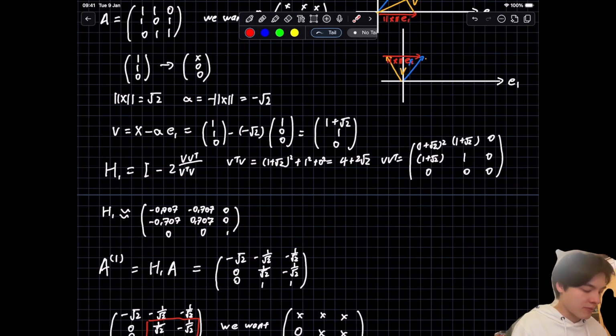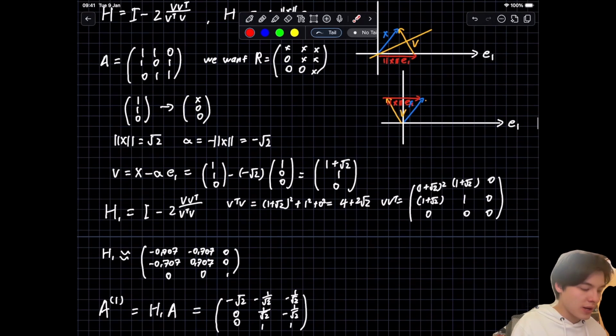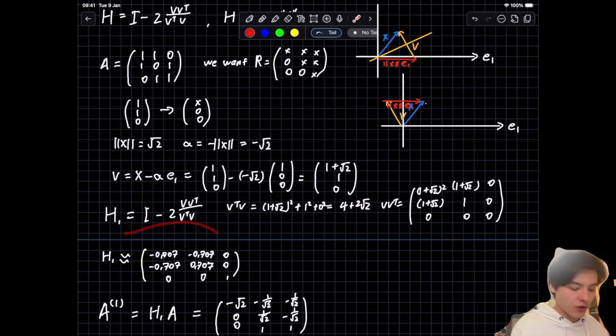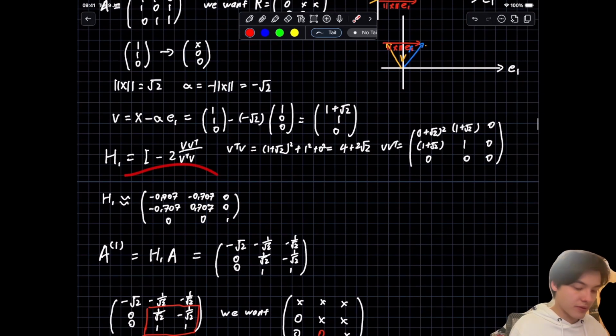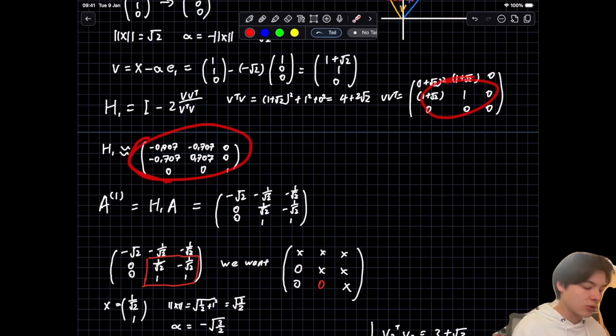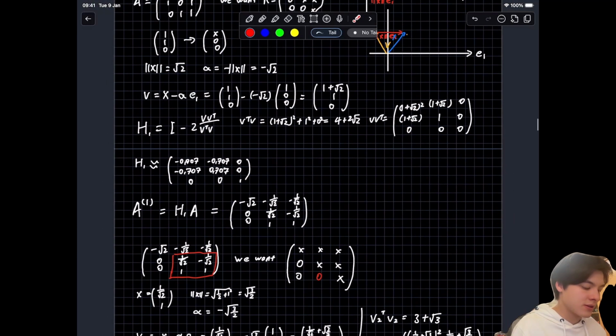And then we can compute our Householder matrix H1 with this formula. Yeah, if we do v^T v, it's equal to this, and v v^T is equal to this matrix. So our Householder would look something like this. So we can see.